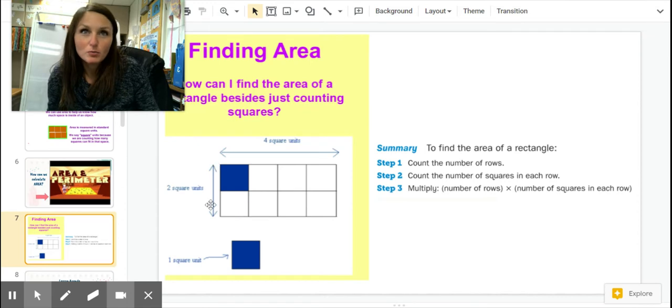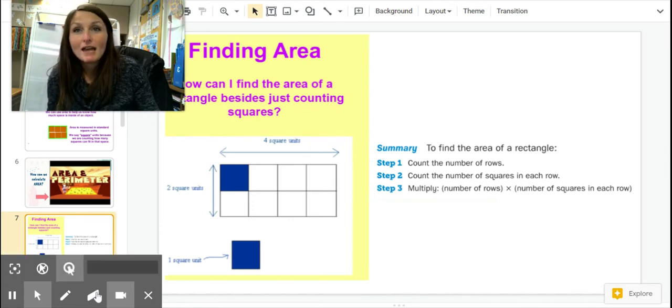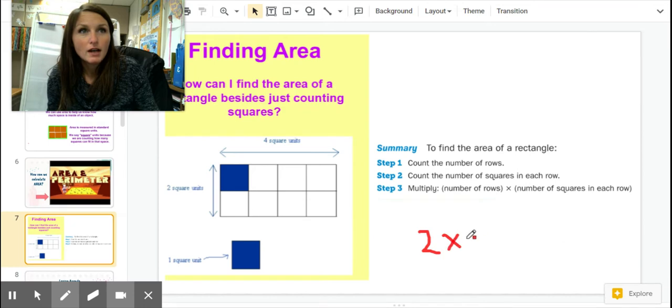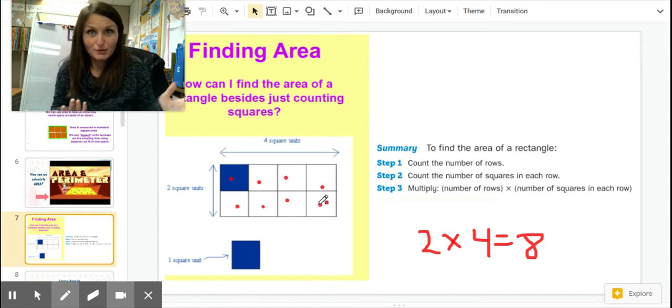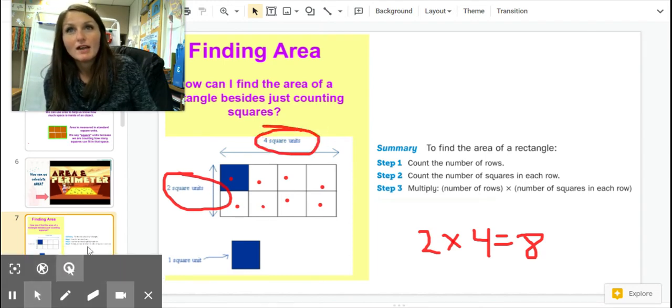So just like I said, we're going to be doing the width times the length. You count the number of rows, 1, 2, and how many in each row, 1, 2, 3, 4, and then you multiply the number of rows times how many are in each row. So 2 times 4 is going to be 8. Let's see if that's correct. 1, 2, 3, 4, 5, 6, 7, 8. I was correct. So length times width, or width times length, will give you the area.